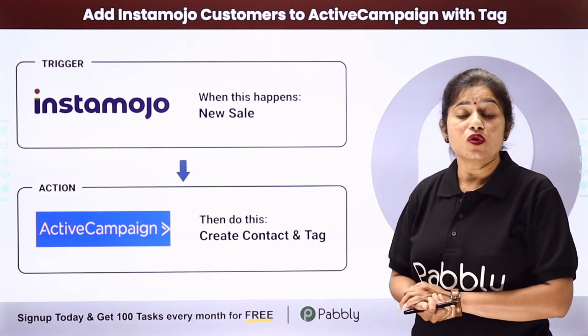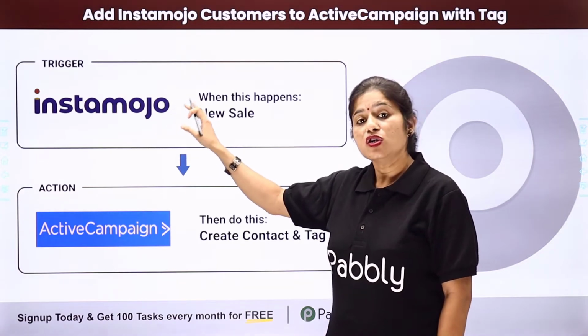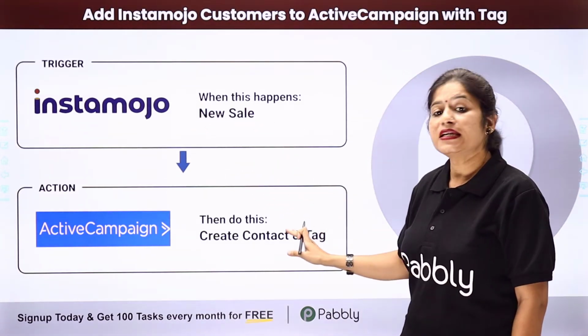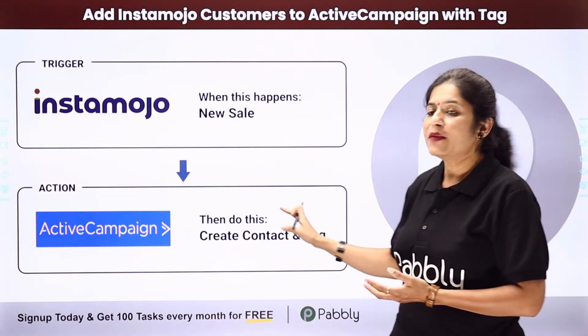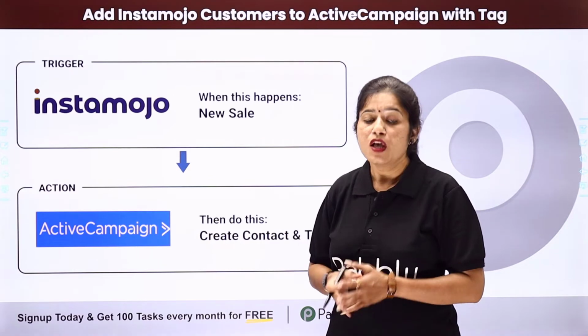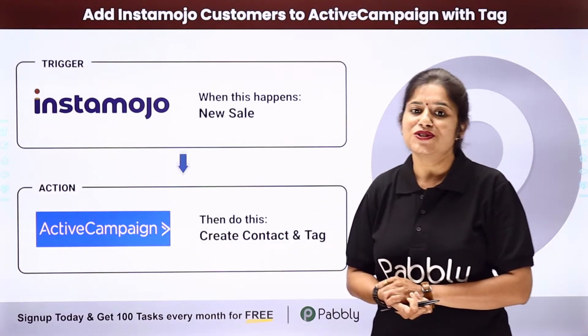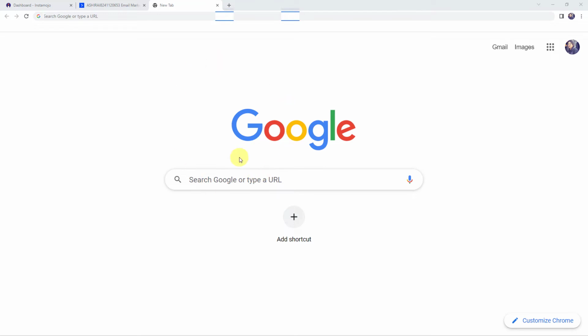So by setting up this automation, whenever a new sale happens in your Instamojo account, a new contact will automatically get created and a specific tag will be assigned. It will be added to that particular contact in your email marketing account, that is ActiveCampaign. So how can you set up this automation? For that you need to come to my screen. So welcome back to my screen everyone.